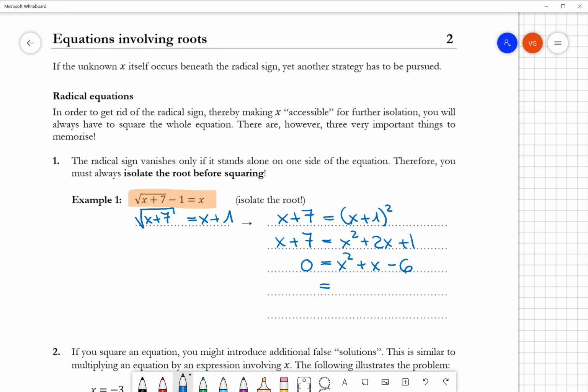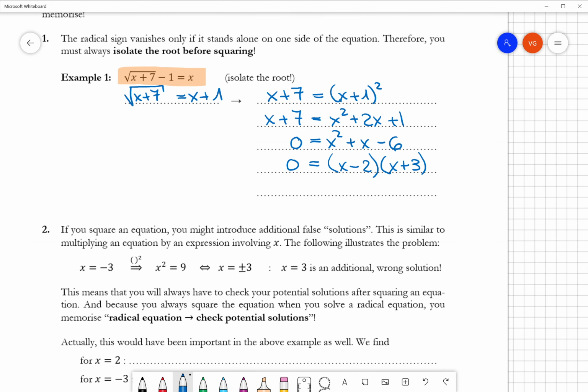And if we then factor, we find that x minus 2 times x plus 3 equals 0. From this we can find the two solutions. The equation has x1 equals 2 and x2 equals negative 3. Okay? So far so good. Now let's look at the second expression. Sorry, I actually wanted to highlight this also, because that's the key point of the first item here. Isolate the root before you square.